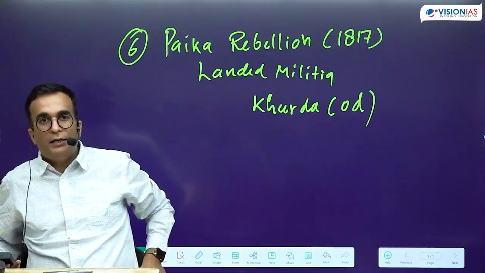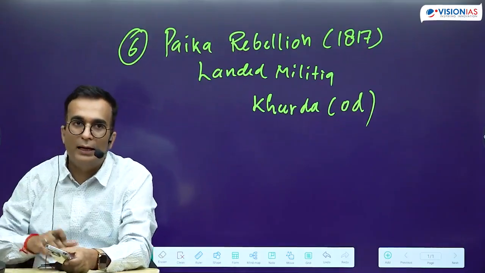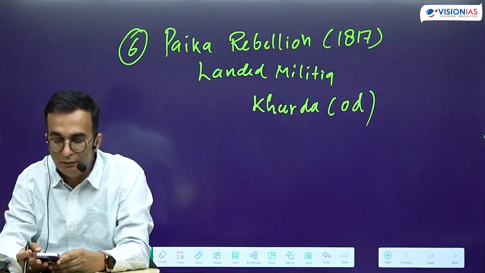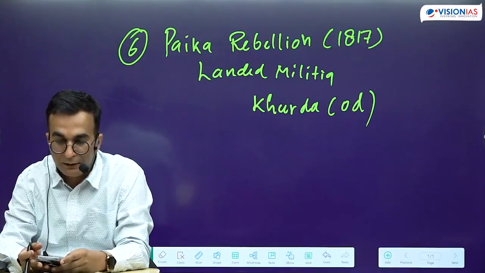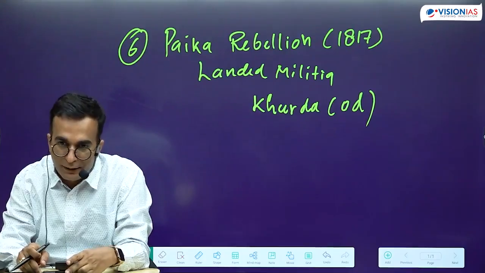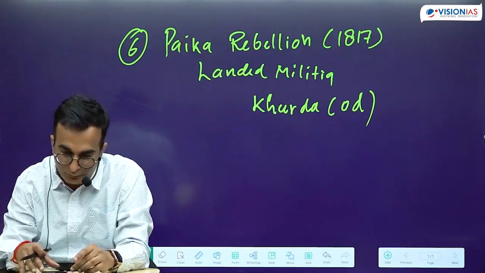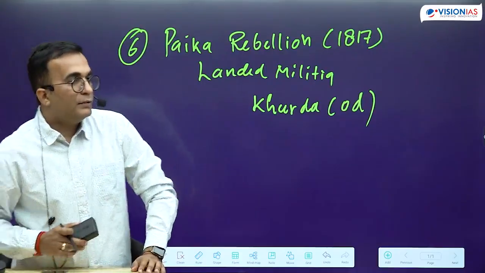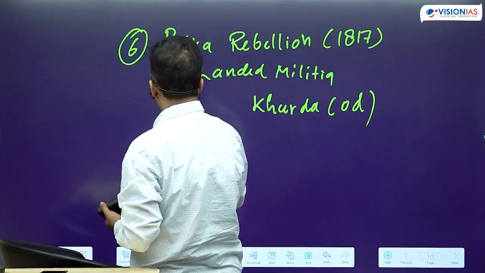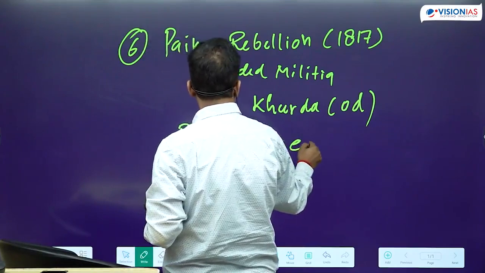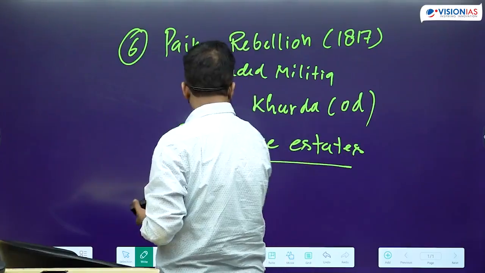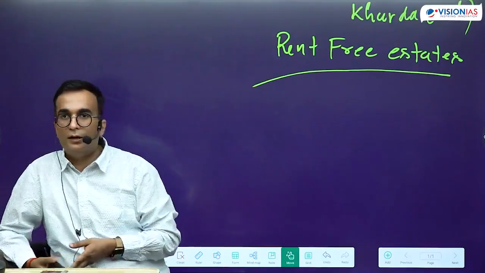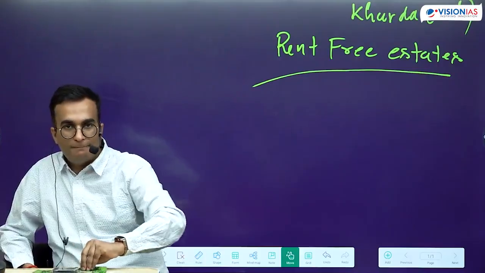Paikas were landed militia of the Kingdom of Khurda. Then mention, they provided military support to the Khurda king, and in return they were granted rent-free estates. Then mention.